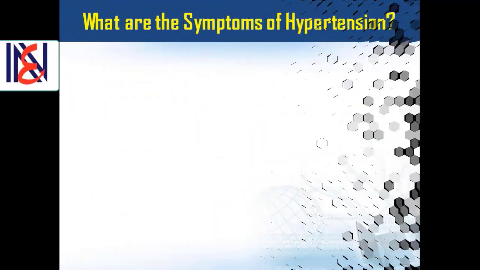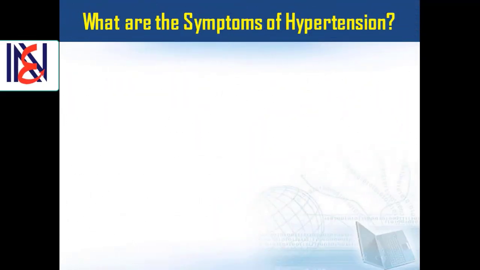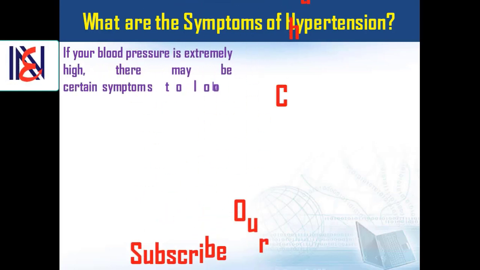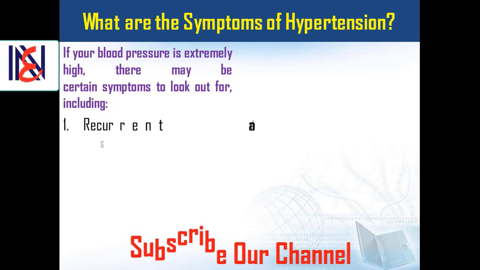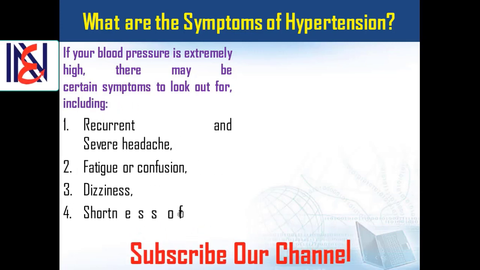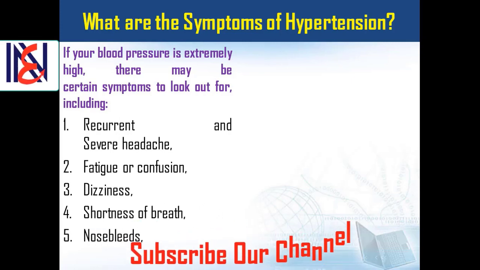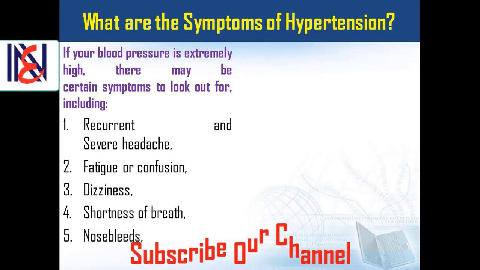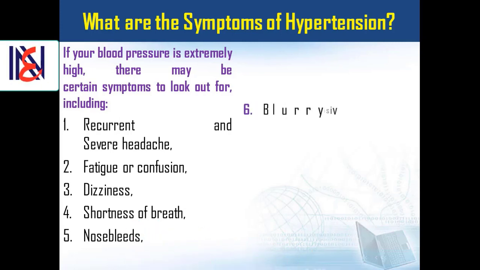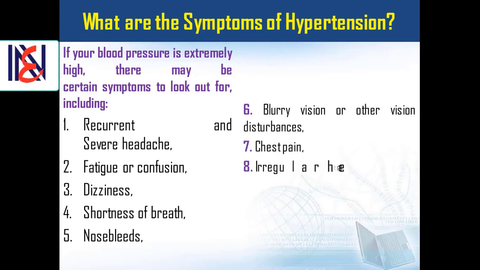What are the symptoms of hypertension? If your blood pressure is extremely high, there may be certain symptoms to look out for, including the following. 1. Recurrent and severe headache. 2. Fatigue or confusion. 3. Dizziness. 4. Shortness of breath. 5. Nosebleeds. 6. Blurry vision or other vision disturbances. 7. Chest pain. 8. Irregular heartbeat.